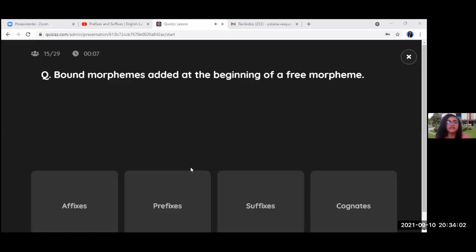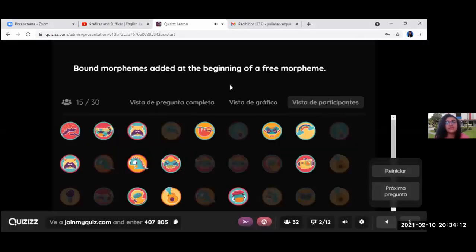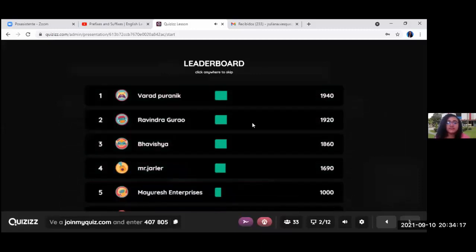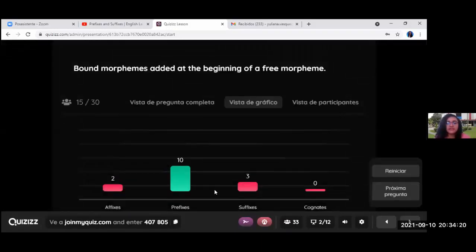All right, let's see the answer. Time's up. So the answer is prefixes. Remember, prefixes are the bound morphemes added at the beginning of a free morpheme. All right, we cannot continue with the game because there's no more time. But at least you could answer correctly two of the questions. Some others could clarify their doubts.